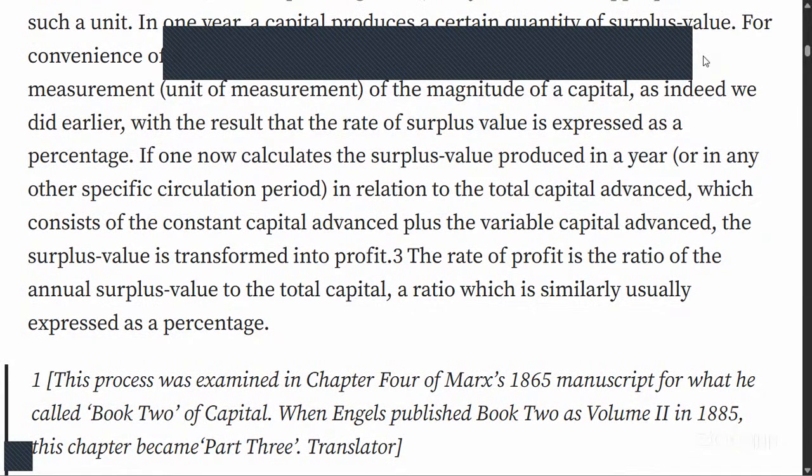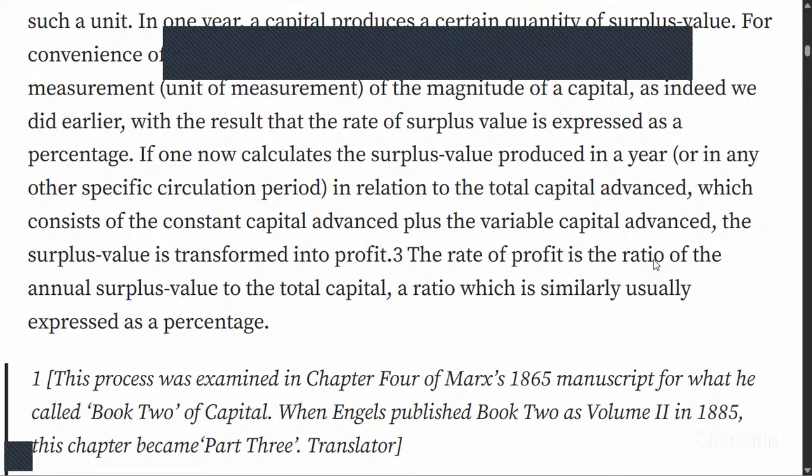The rate of profit is the ratio of the annual surplus value to the total capital, a ratio which is similarly usually, as I've mentioned before, how much easier it would be if the Fed would publish such data, but alas.